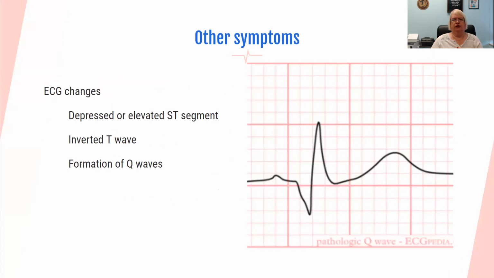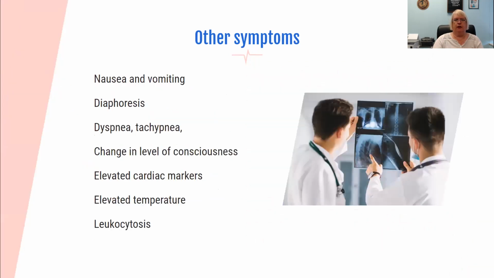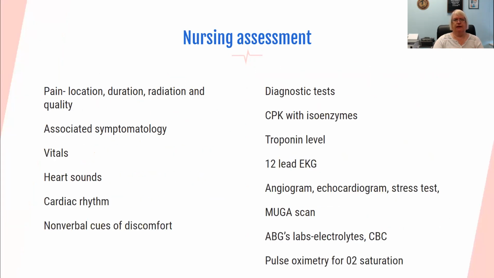So ECG changes: you can have a depressed or elevated ST segment, an inverted T wave, or a formation of a Q wave. Other symptoms that you could have would be nausea, vomiting, diaphoresis, dyspnea, tachycardia, change in level of consciousness, elevated cardiac markers, which we already talked about, an elevated temp, and leukocytosis.